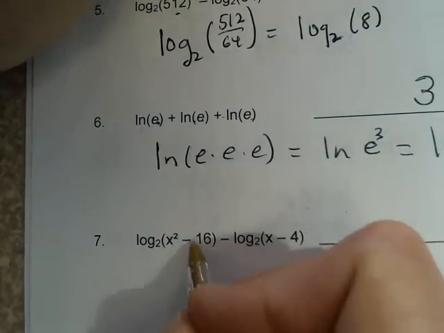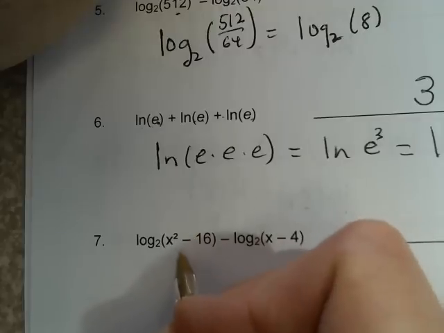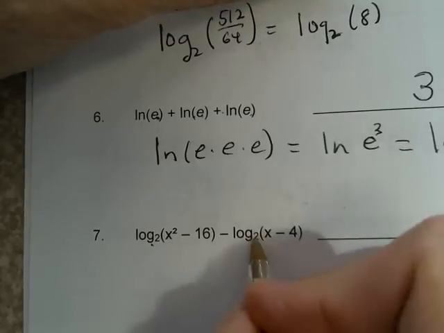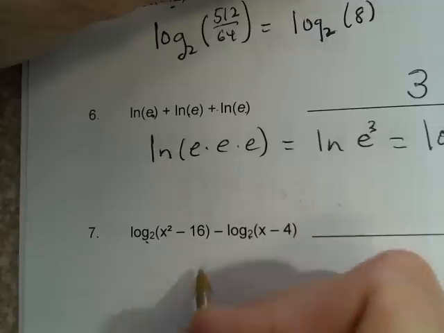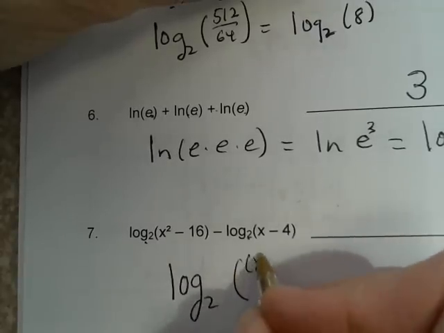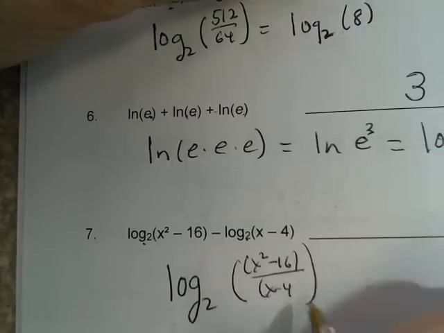There is no rule that we can condense when we have two terms that are subtracted or added, so we're not going to do anything to this. But we have two logs that are subtracted from each other, so the two logs become one log. And this is the numerator, x squared minus 16. Denominator is x minus 4.